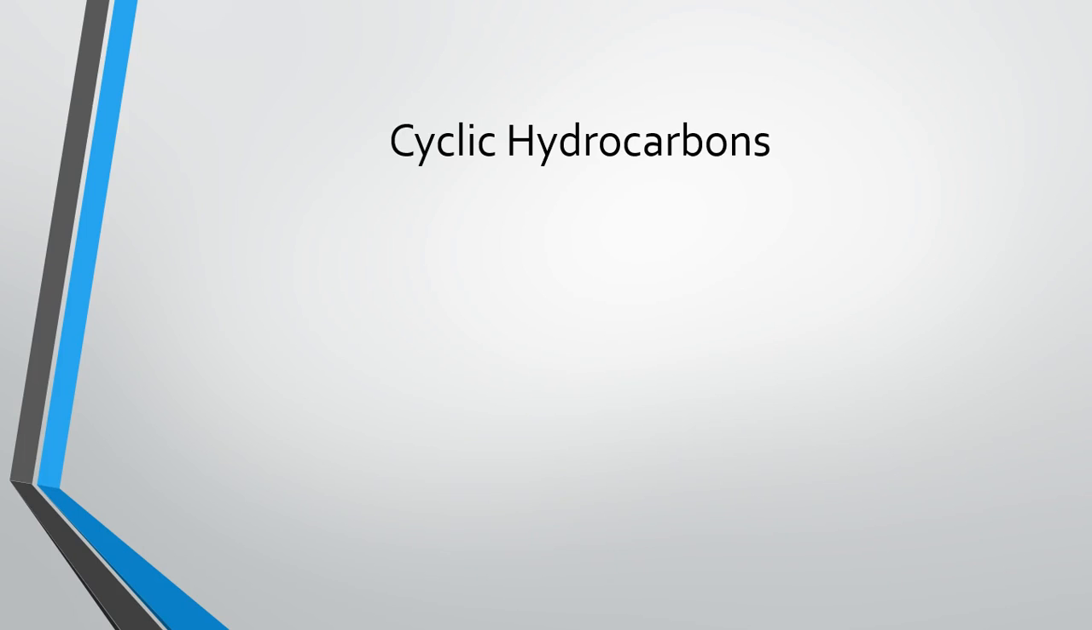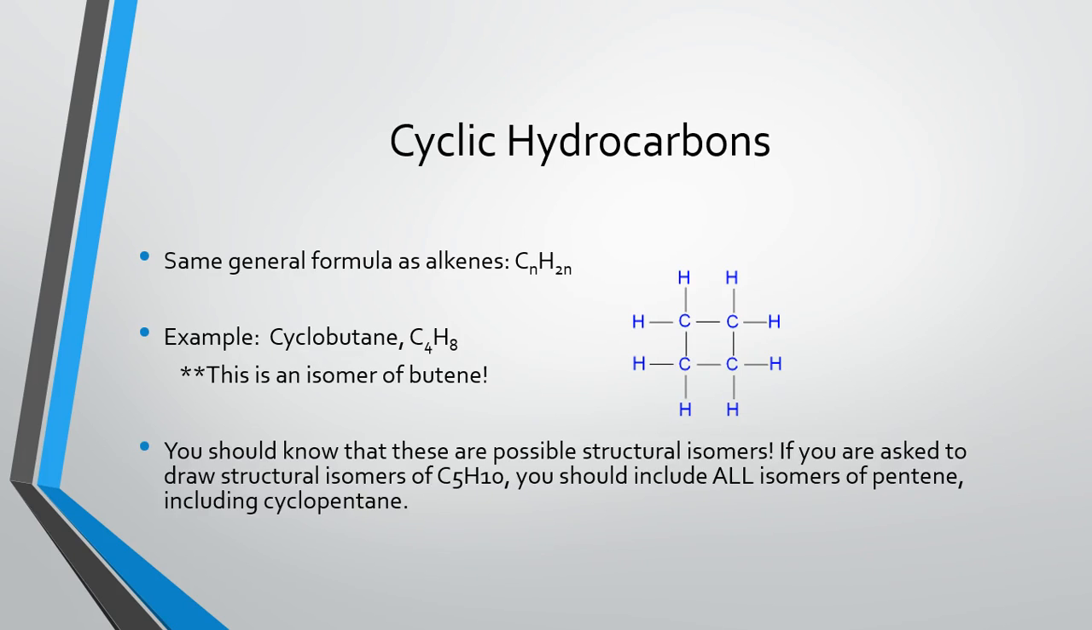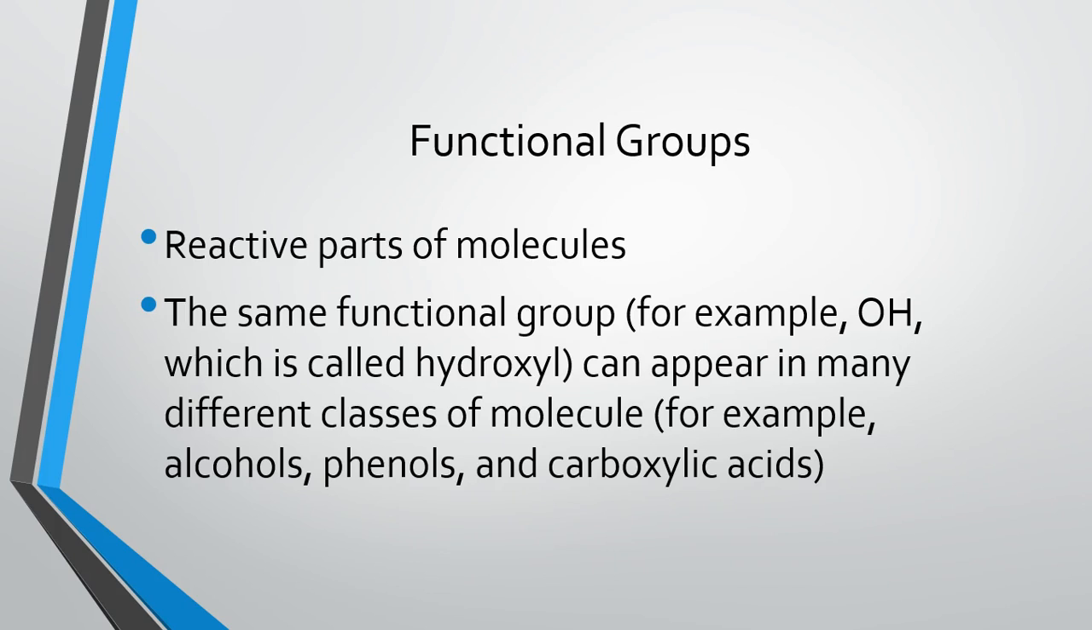I also want to talk really briefly about cyclic hydrocarbons. So these have the same general formula as alkenes, CnH2n. So cyclobutane is C4H8, and it looks like this. When I say cyclic, I mean they're in a ring. Okay, so there's 4 carbons in a ring, and because we don't have the carbons on the end, we have 2 fewer hydrogens. So this is an isomer of butene. So basically, you should know that these are possible structural isomers of alkenes. So if you were asked to draw all the structural isomers of C5H10, you should include all isomers of pentene, which includes cyclopentane.